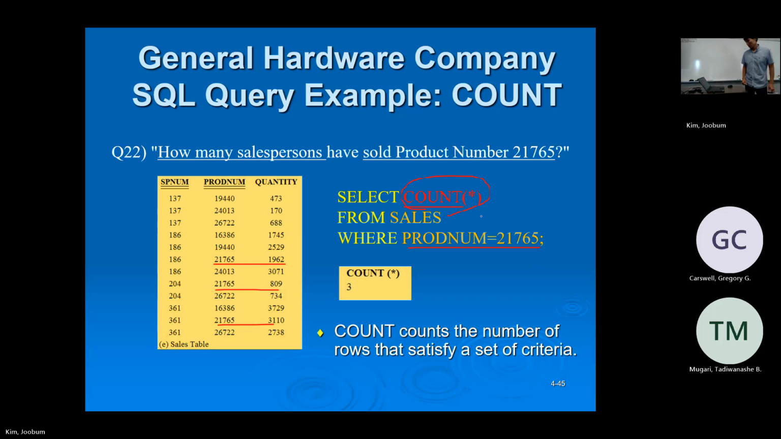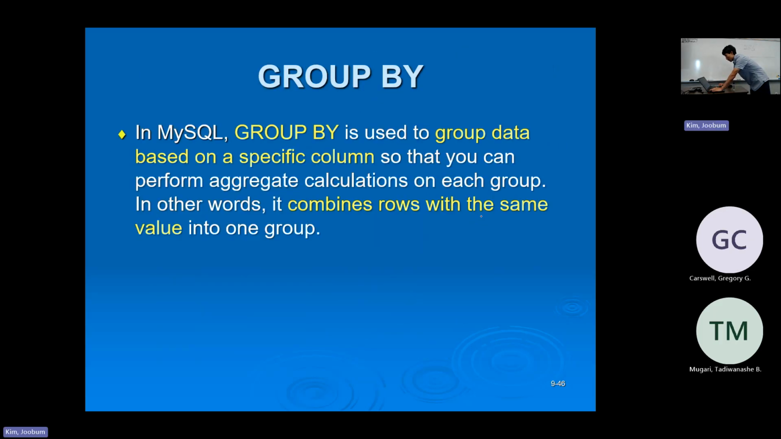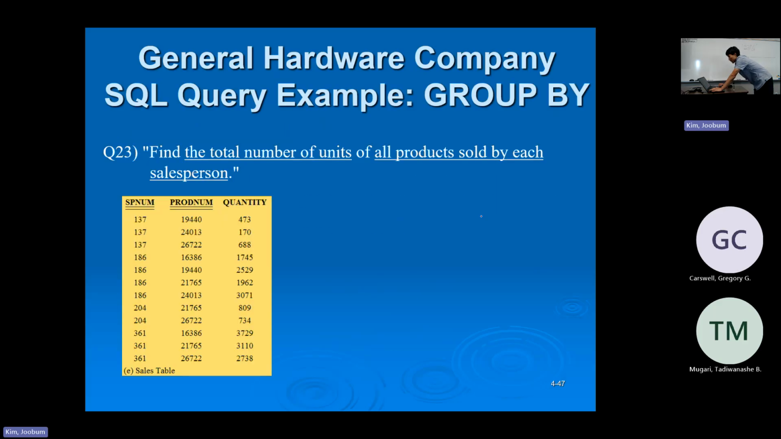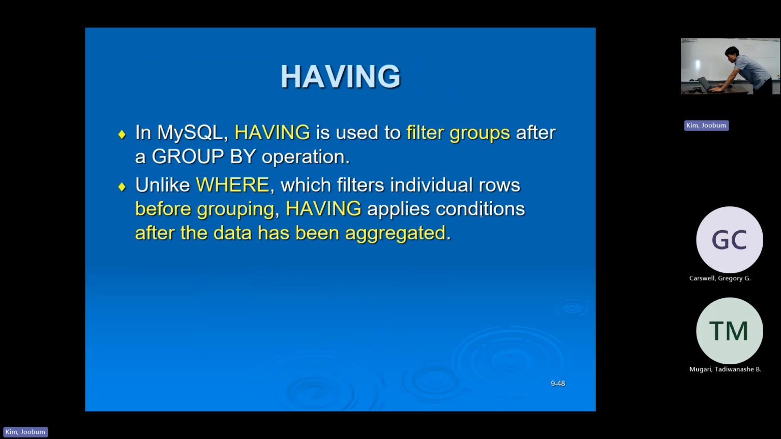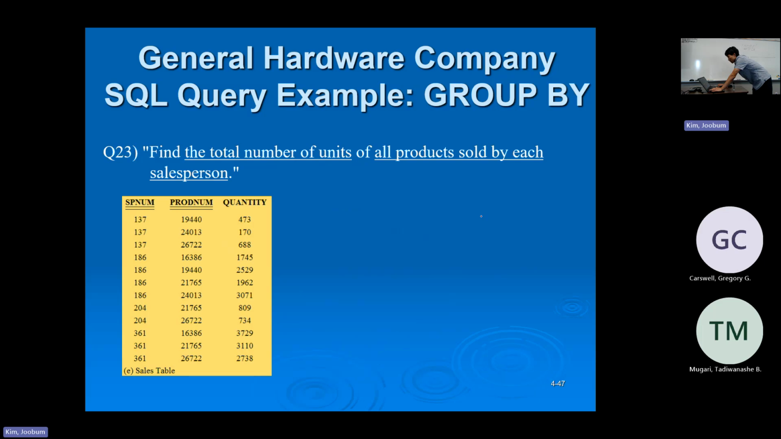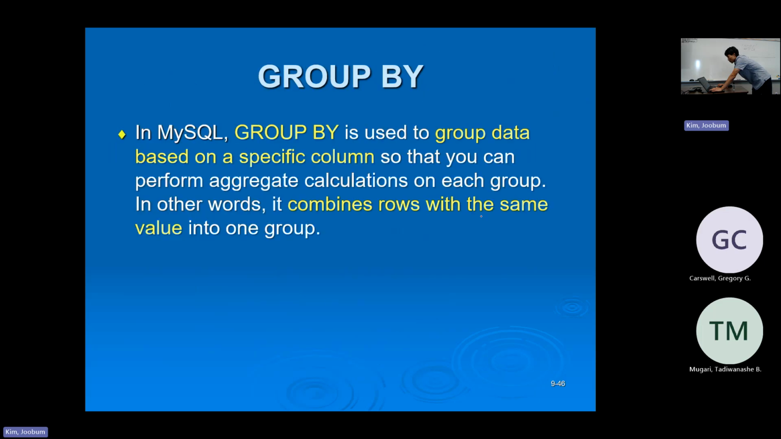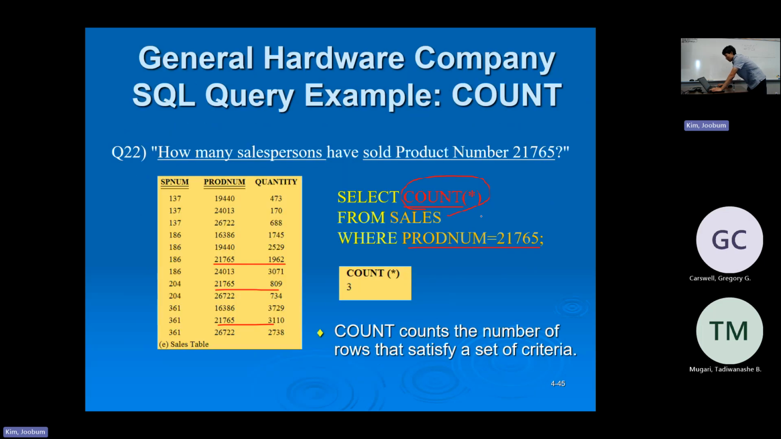Okay. There are two more items that we have to take a look at: the group by and then the having operator. About this, we'll continue next week. Okay, so that's all that I have today.